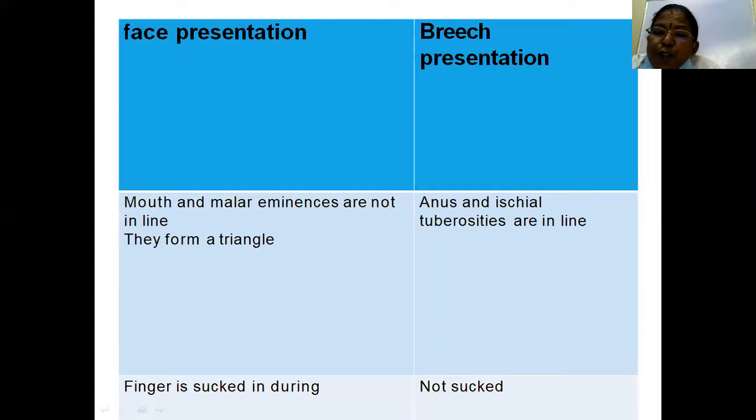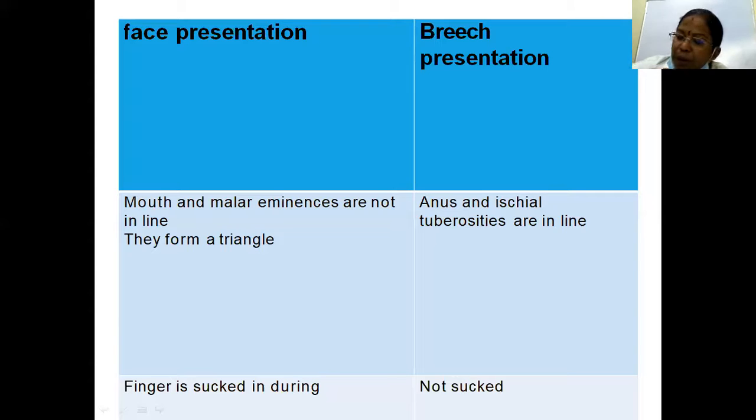So how can we differentiate between these two? You have already studied the breech presentation. In breech presentation, the anus and the ischial tuberosities are in a line.